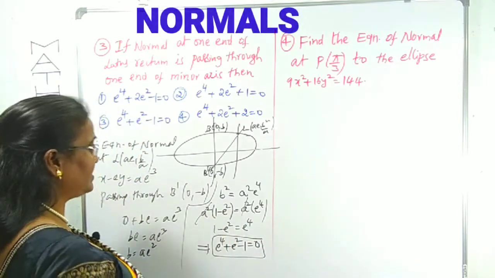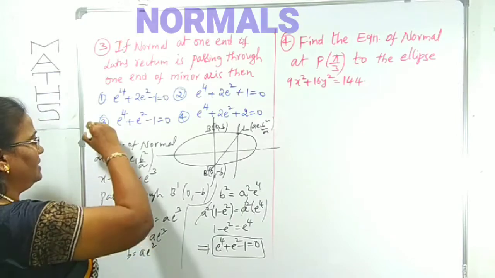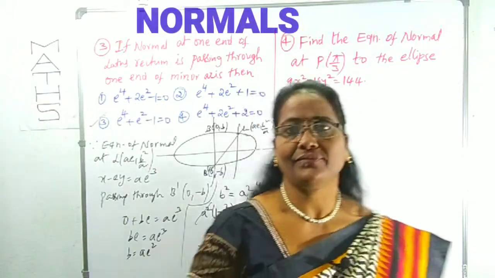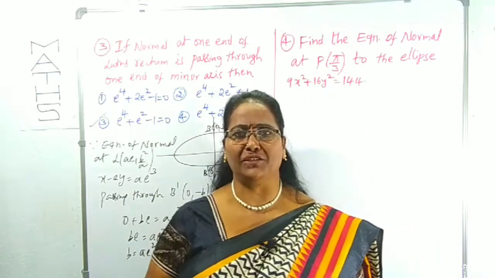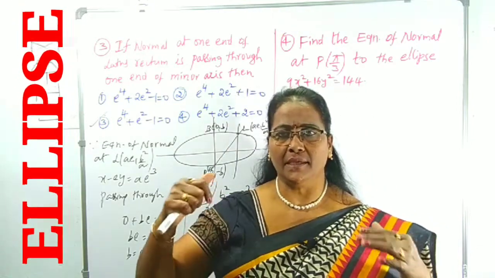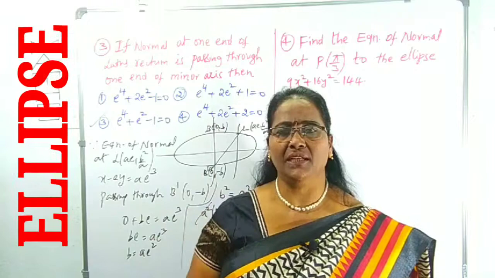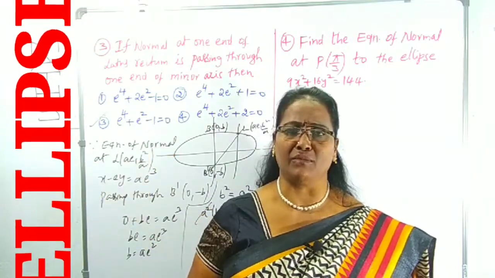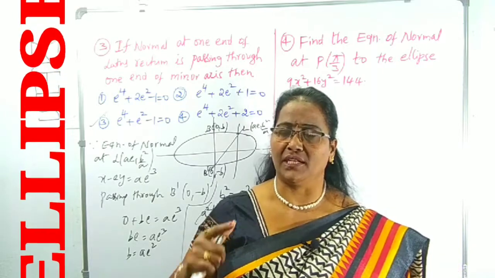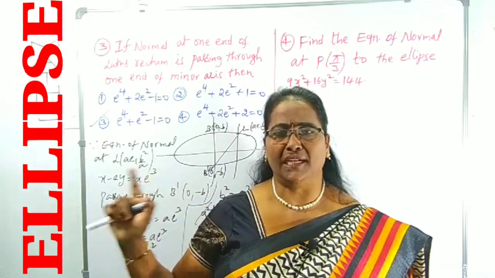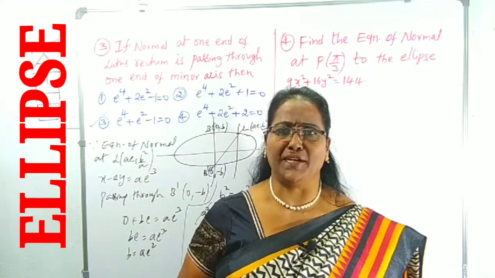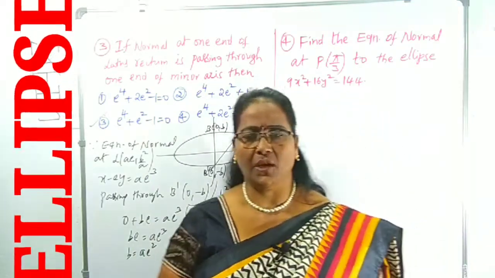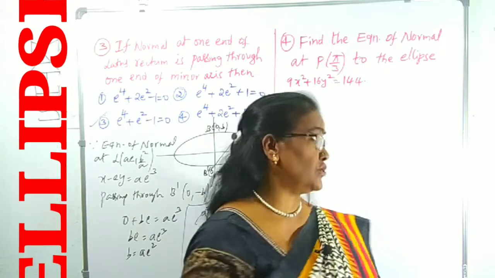Which option is that? That is clearly the third option. This one you can remember as a tip also. As a direct tip you have to remember: if the normal at one end of the minor axis passes through one end of the latus rectum, then this relation holds. You have to remember it like that. Okay, now I can come to the next question.